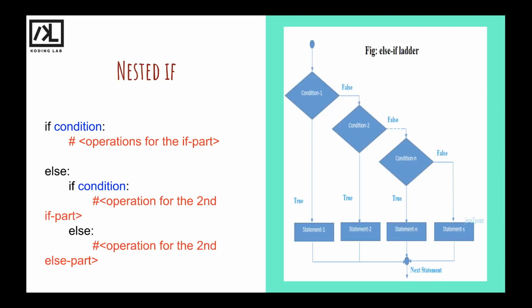Second, we have the nested if. As we can see, there is an if condition in the else part. So let's see how the program runs this code. It will evaluate the condition of the first if part. Let's say the condition is false. It will go to the else part, and then it will evaluate the second condition. Let's say this condition is true. So it will go and execute statement number 2. And at last, it will execute the rest of the code.